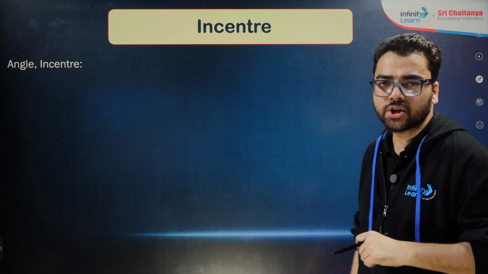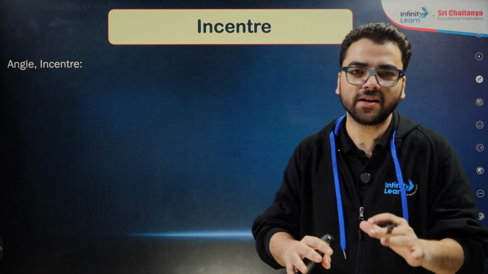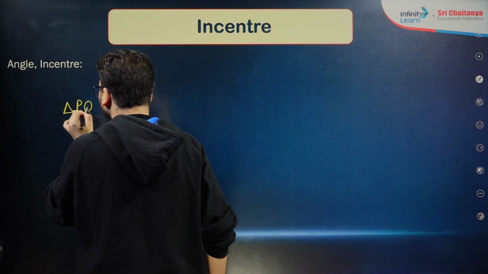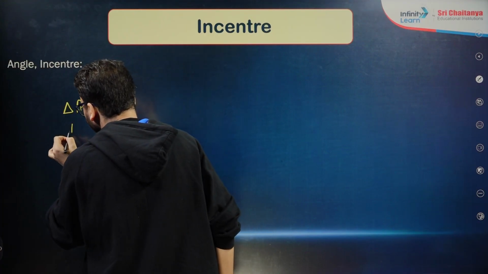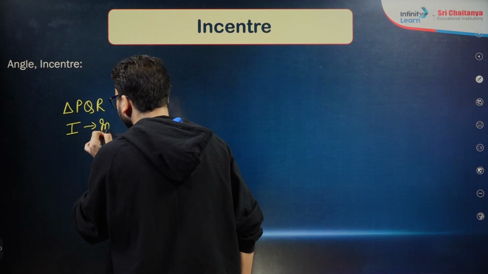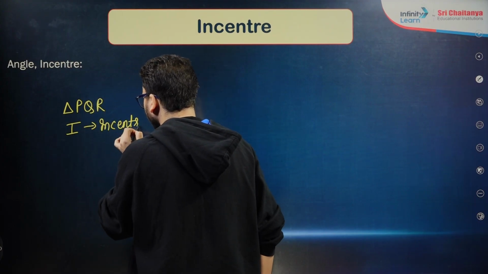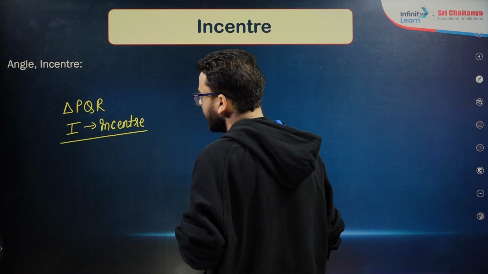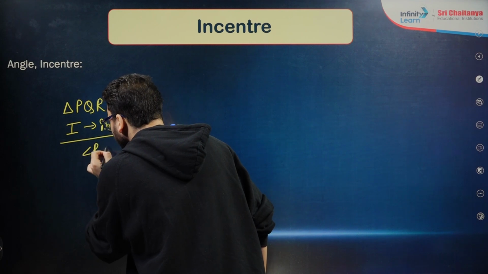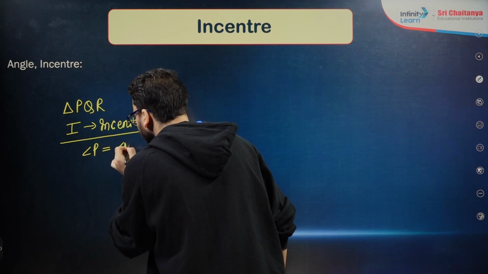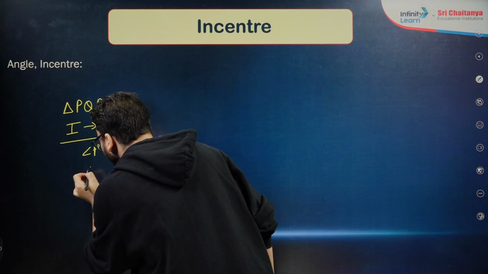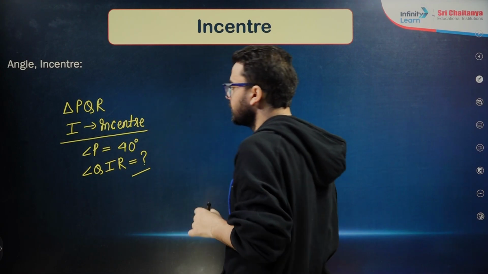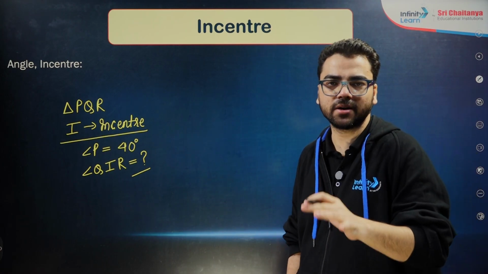Now one more type of question is asked many a times, and that's also basic. You see over here. For example, they are telling that you have got a triangle PQR. Suppose I is the incenter of that triangle. Suppose angle P is given, suppose 40 degrees. And you have to find angle QIR. That's a question. And that's important. It's very simple, but it's important.